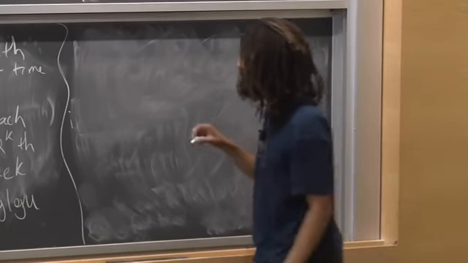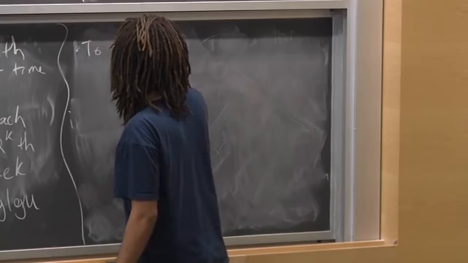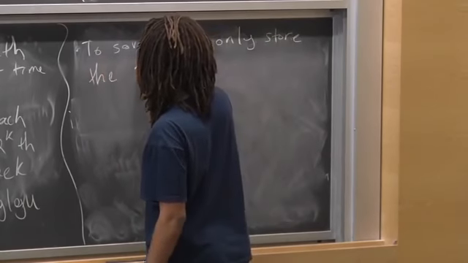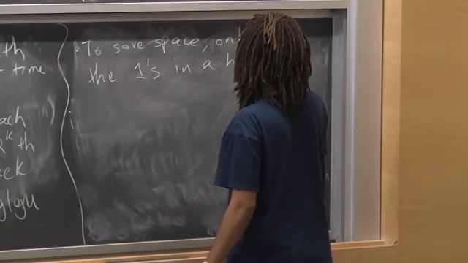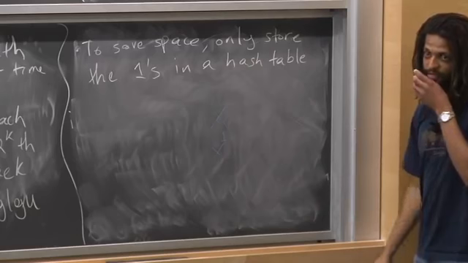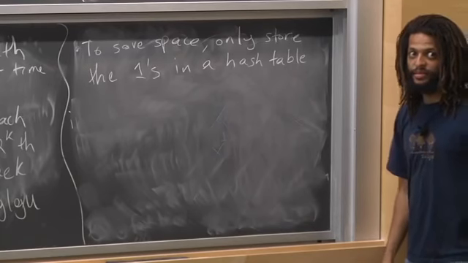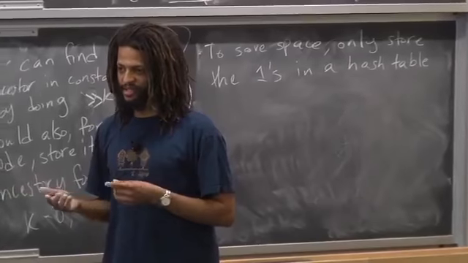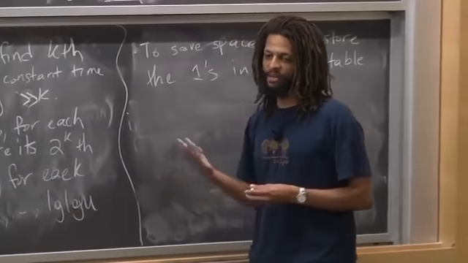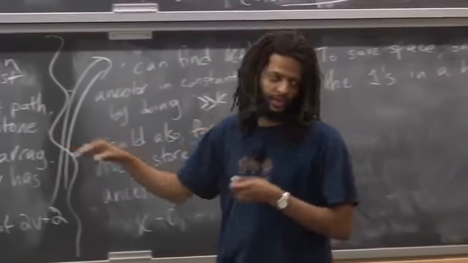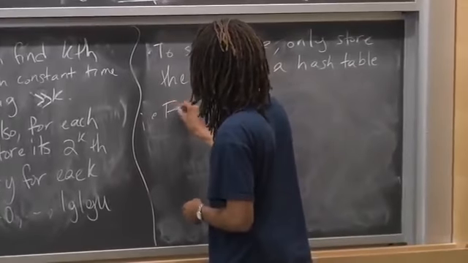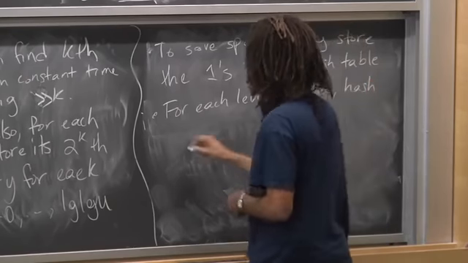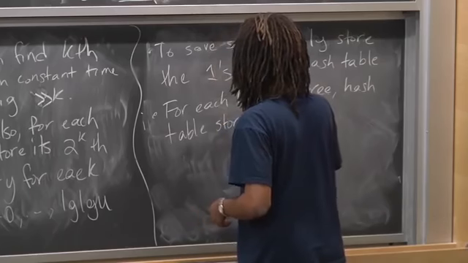So this one maybe is a little trickier, so I'll just say it. To save space, only store the ones in a hash table. So at each level of the tree, there are at most n ones. So this hash table contains n times w items in it. So I'm using n times w space. Or you could imagine having w different hash tables, one for each level of the tree, which stores all the ones that occur in that level. So for each level of the tree, a hash table stores locations of ones.